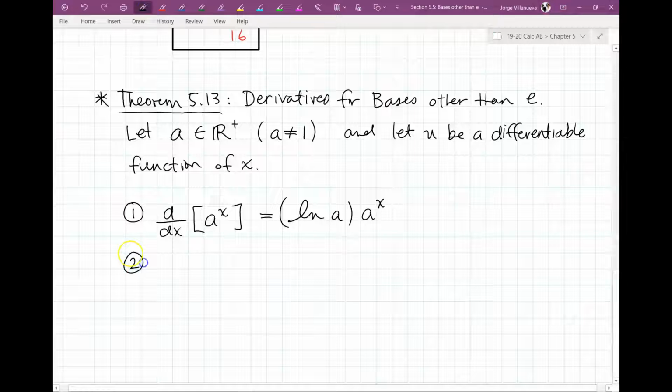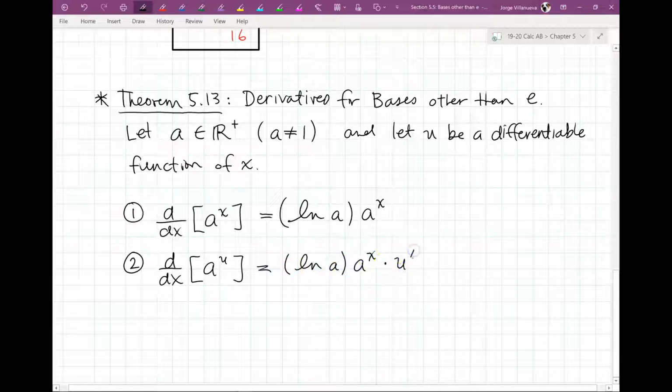Second definition. So if you have d/dx of a to the u, so now the general format. You're going to do ln of a times a to the u times u prime.